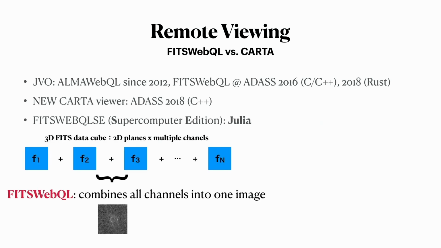But before going ahead and talking about Julia, here are a few words about the one major difference between our FITS WebGL and the new CARTA Viewer. Well, basically, when you view a 3D FITS data cube via FITS WebGL, you're presented with a single 2D image built up based on all the frequency channels present in the data cube. This means a lot of work on the FITS WebGL part, since we need to go through the entire dataset at least once. If it's 1 terabyte of data, we go through 1 terabyte of data.